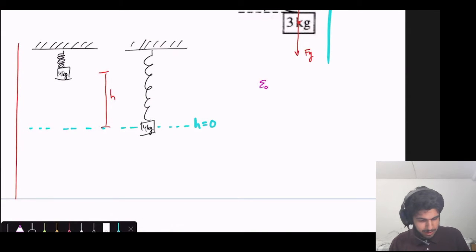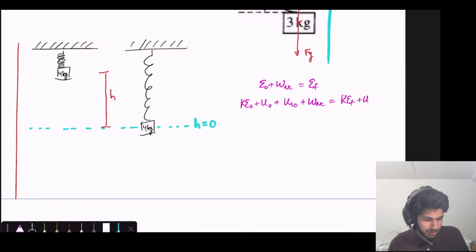We have E initial plus work non-conservative equals E final. So we have kinetic energy initial plus potential energy initial plus spring potential energy initial plus non-conservative work equals kinetic energy final plus potential energy final plus spring potential energy final.